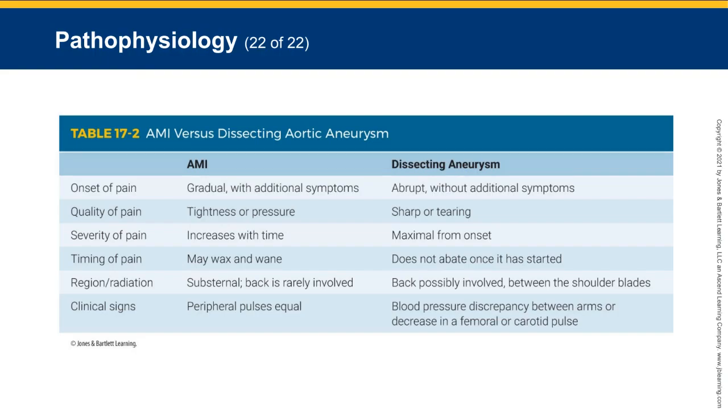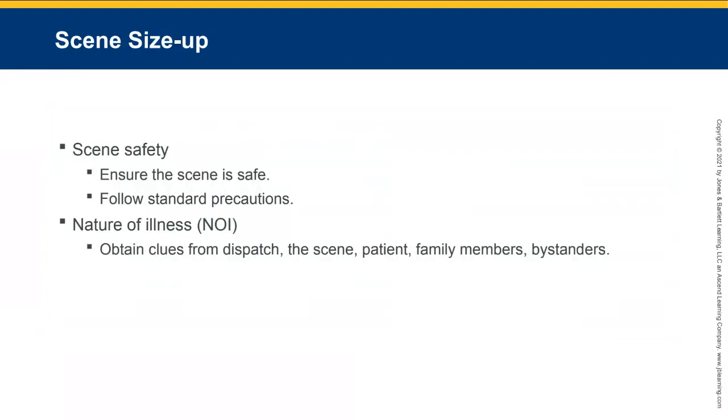Now, this table 17-2 outlines the difference between AMI and dissecting aneurysm in terms of how the patient will present, and the OPQRST, things that they will complain of, or things that might be present. All right, now patient assessment. Scene safety. Ensure the scene is safe, follow standard precautions. Nature of illness, obtain clues from dispatch, the scene, patient, family members, bystanders.